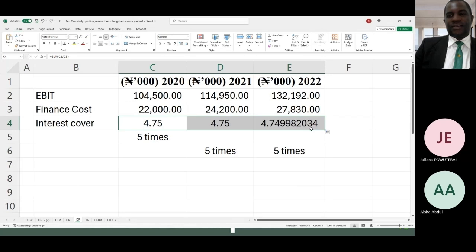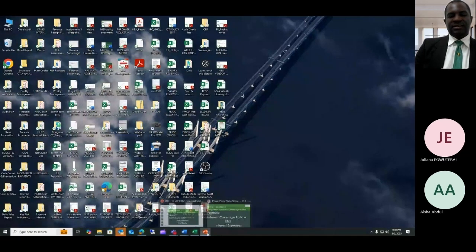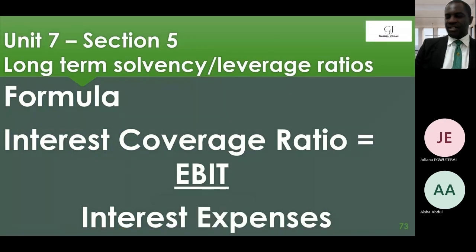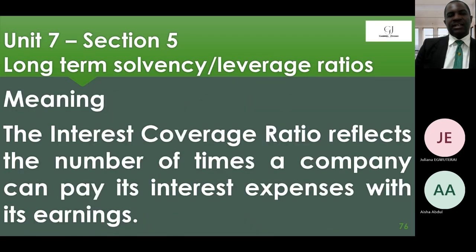So let me drag. Exactly. We're on the same page. So Dan Kabir is doing good. He borrowed money and he has capacity to pay interest and so we don't have issues. Anything above 1 or 2 times shows the company is doing well. Anything less than 1 is where there's a challenge.